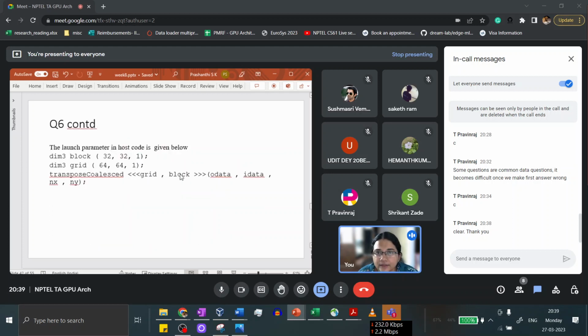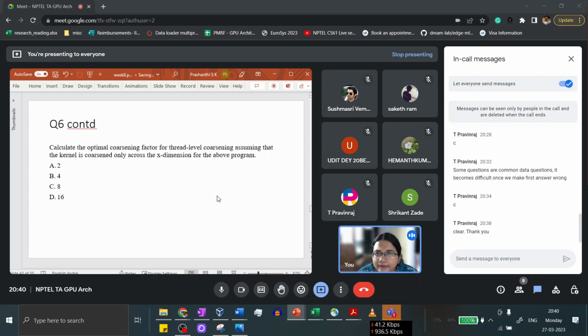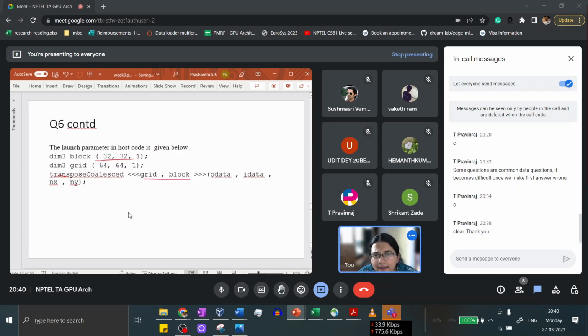Let's look at the question before that. The launch parameter is a block of dimension 32, 32, 1, a grid of 64, 64, 1, and you are calling this kernel with this launch parameter. Now the question is, calculate the optimal coarsening factor for thread level coarsening, assuming that you coarsen it only along the x dimension. So your options are 2, 4, 8 and 16. Please note down these options, and I'll go back to the kernel.